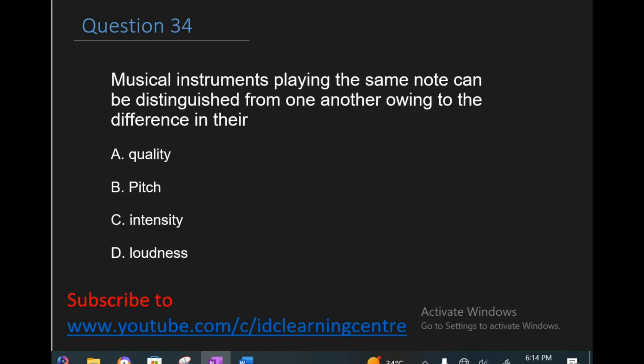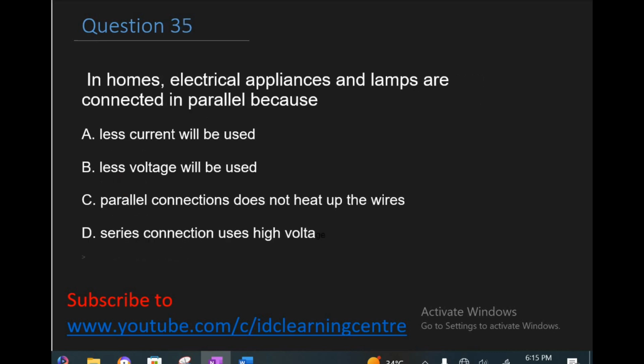A. Quality. B. Pitch. C. Intensity. D. Loudness. The correct answer for this question is B. Alright, the difference in the pitch is going to help you to differentiate between instruments that are playing the same note.